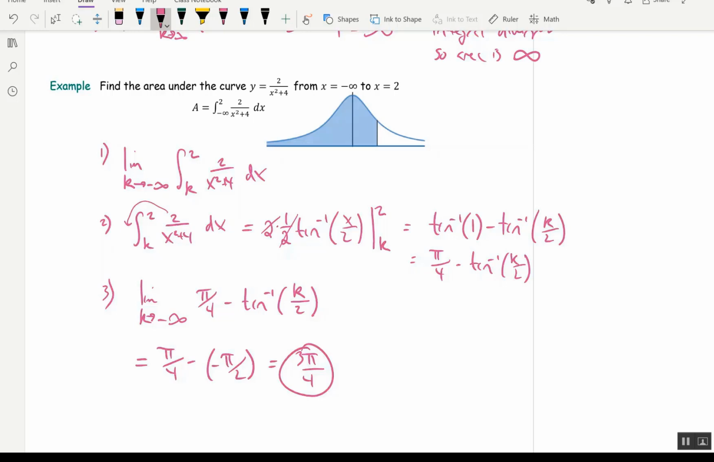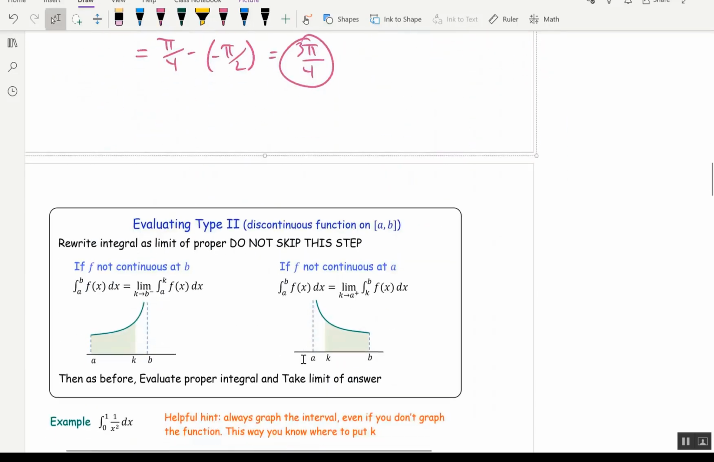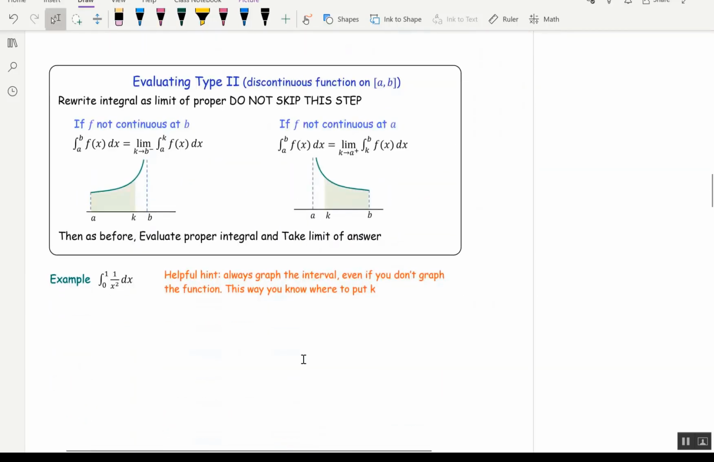All right, so now type 2 is a little more tricky, kind of insidious, because you might not even recognize it's improper. It's the same idea though. Suppose your function has a discontinuity at b, the top limit. Then what you're going to do is integrate from a to k, and then push k towards b from the left. And I always draw a picture, not necessarily of the graph, but I draw a picture of the interval so I know what direction I'm coming from. Is k coming from the left or the right? If the problem is at the lower limit, a, you're going to go from k to b, and then you'll push k to a from the right. I know, it's confusing, but you'll see it's not that bad.